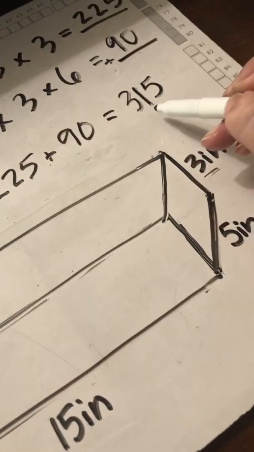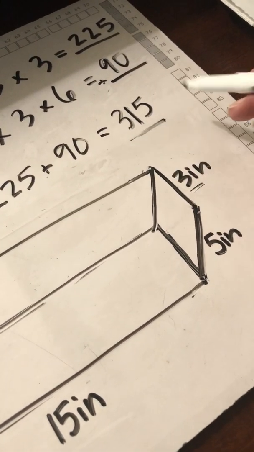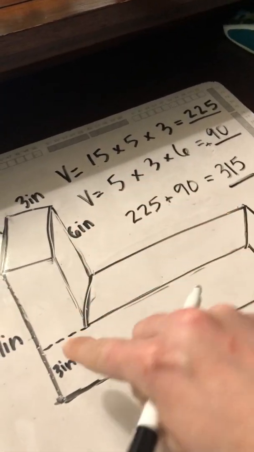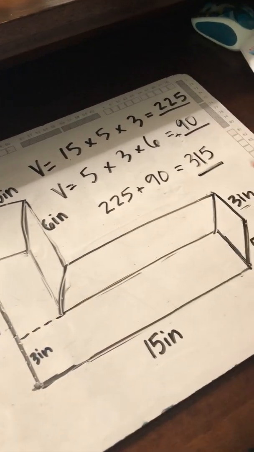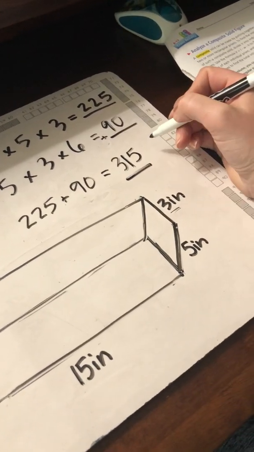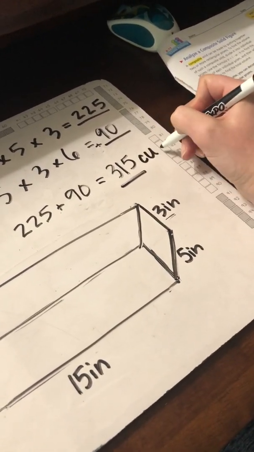So you'll notice that it's the exact same solution that we had on the last one because the figure didn't change. What changed was where we decided to cut the figure and how we wanted to solve for the volume. And again, my label would be cubic inches for this one.